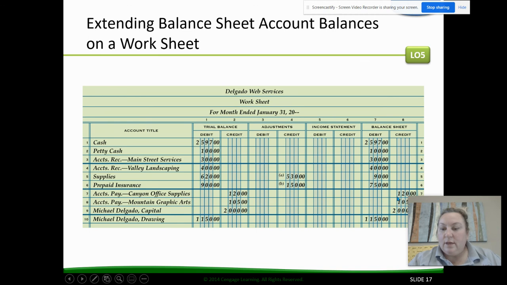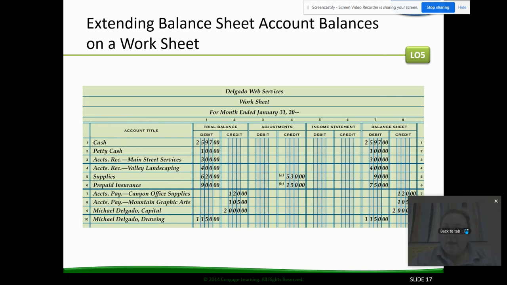assets, liabilities, owner's equity. So all of our assets got extended. We had a couple of adjustments here. So remember, we said we started with 620, we used 530, and so that left us 90. We started with 900 in insurance, we used $150, so we have 750 left.